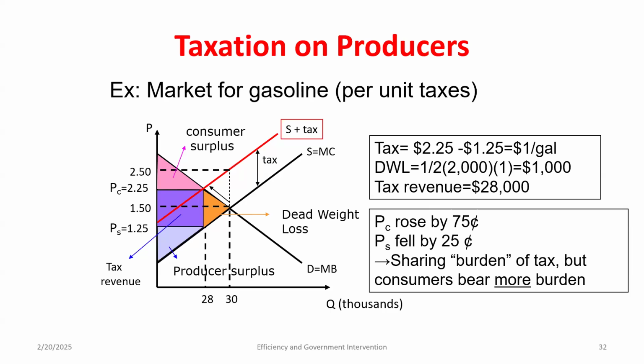Before, they were getting $1.50 per unit. After the tax, what are they getting? $1.25. So each unit they're making how much less? 25 cents. And they're seeing a reduction in quantity of 2 units. For consumers, how much more are they paying per unit? Well, they were paying $1.50. They're now paying $2.25. So how much more are they paying per unit? 75 cents. And they're going to see the same reduction in quantity.